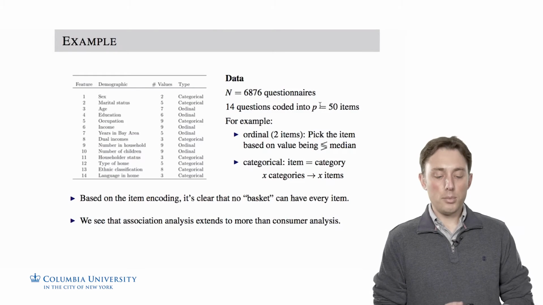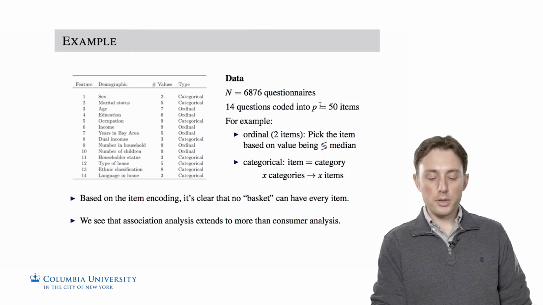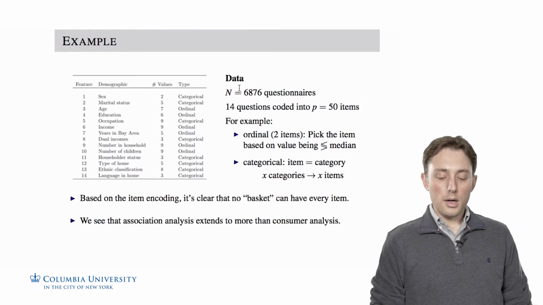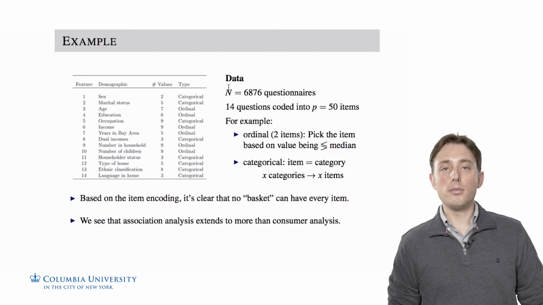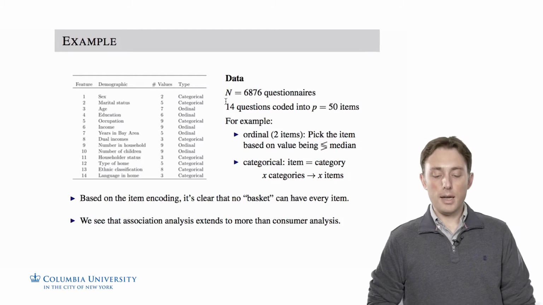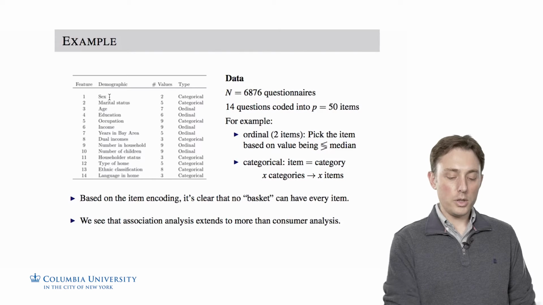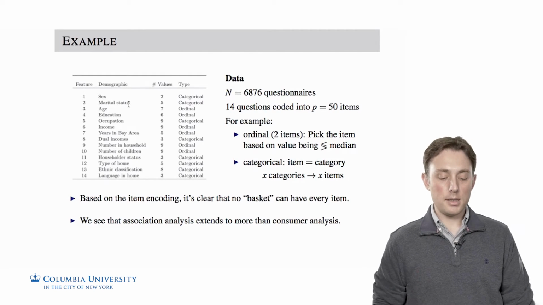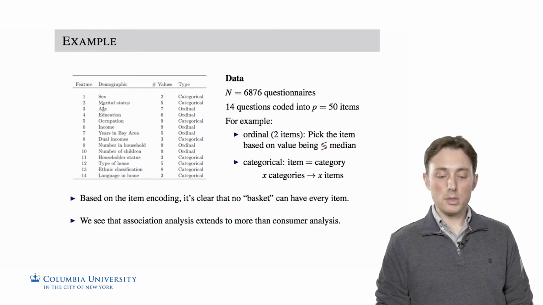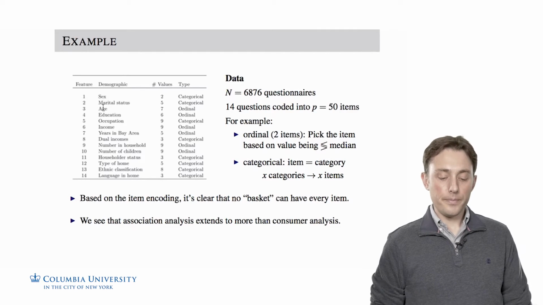So let's look at an example of what the a priori algorithm learned on a questionnaire problem. For this problem, we have 6,876 different questionnaires. So that's the number of market baskets that we have. Each questionnaire had 14 different questions, and those are shown here. For example, one question was the person's sex. One question was about the person's marital status. Another question was about the person's age, and education, occupation, and so on.